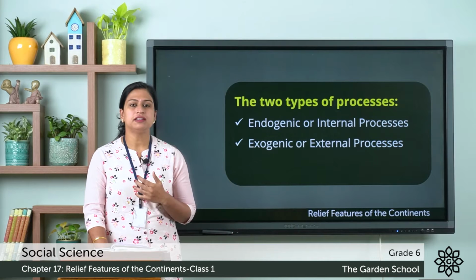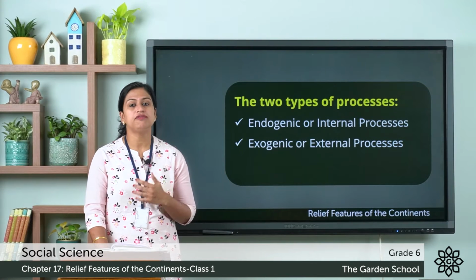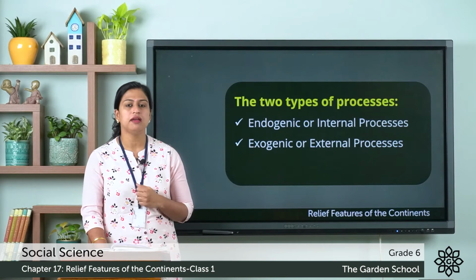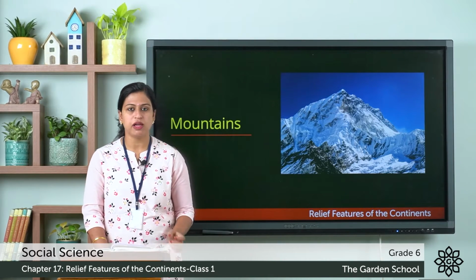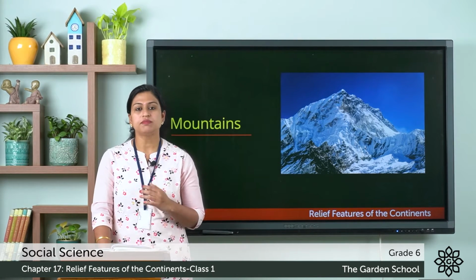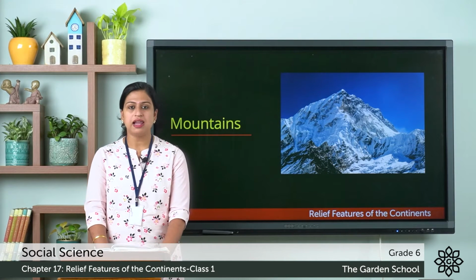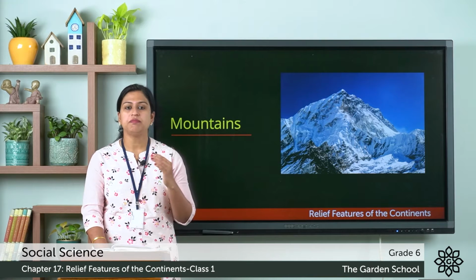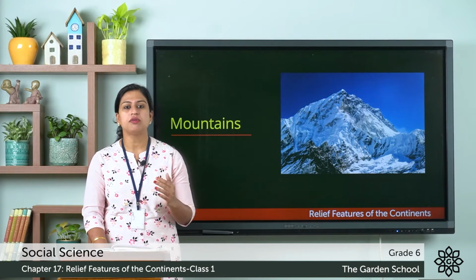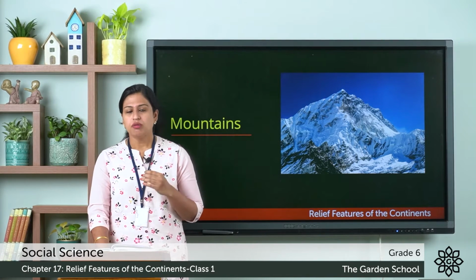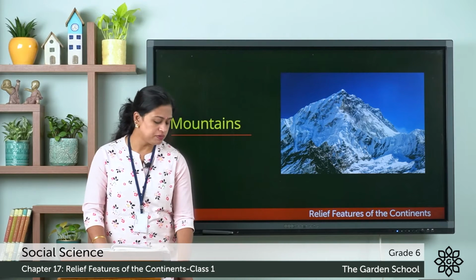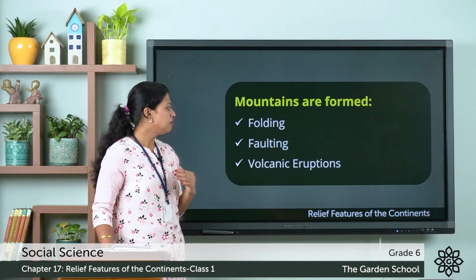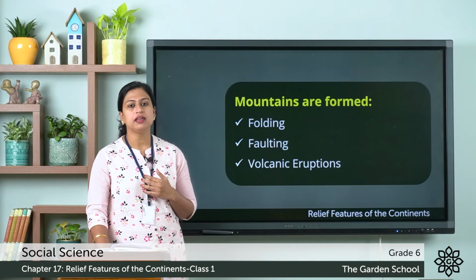As we have already discussed, the three major relief features of the continents are mountains, plateaus and plains. So, let us discuss them one by one. So, the first one is mountains. Mountains are landforms that are raised steeply, forming peaks above the surrounding area. And most of the mountains are formed by three processes, that is folding, faulting and volcanic eruption.